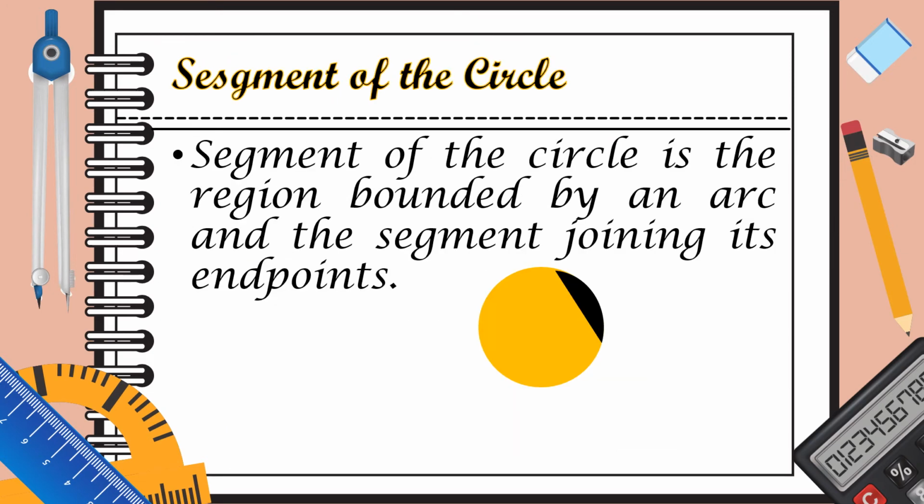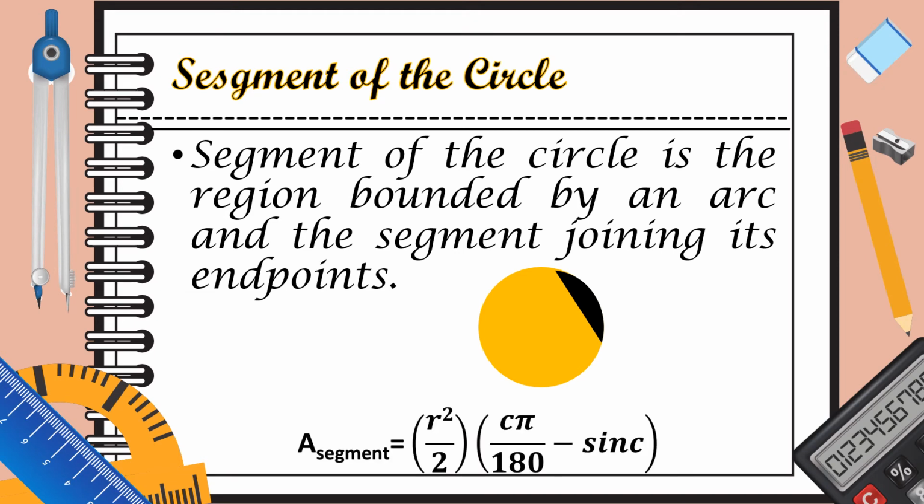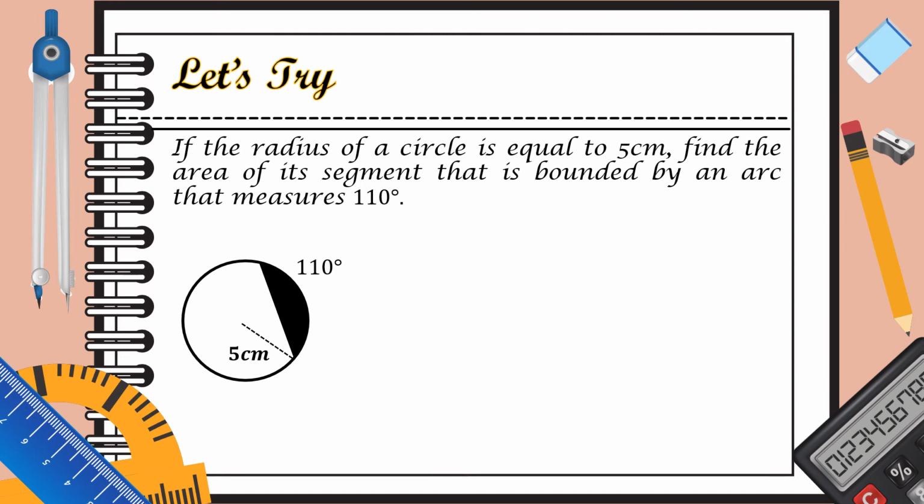Now, let's move to the segment of the circle. Bakit ba sector yan? Now, for our example, if the radius of a circle is equal to 5 cm, find the area of its segment that is bounded by an arc that measures 110 degrees. Ibig sabihin, yung arc natin dito is 110 degrees at yung ating radius is 5 cm.